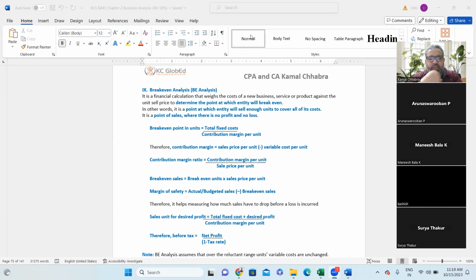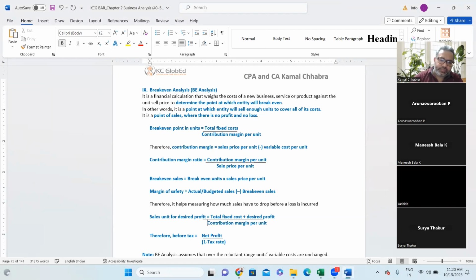One more thing is, sometimes in your exams you might be given some desired sales and asked to calculate the profit, or sometimes the question asks you to achieve a desired profit and how much sales you need to make. In that scenario, you might be using this formula, which is total fixed cost plus desired profit divided by contribution margin per unit.